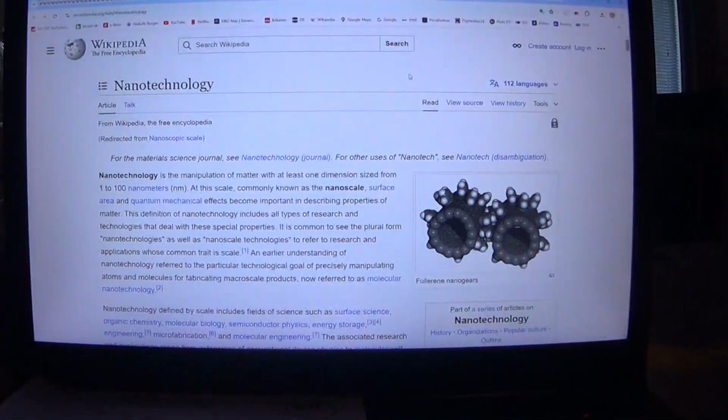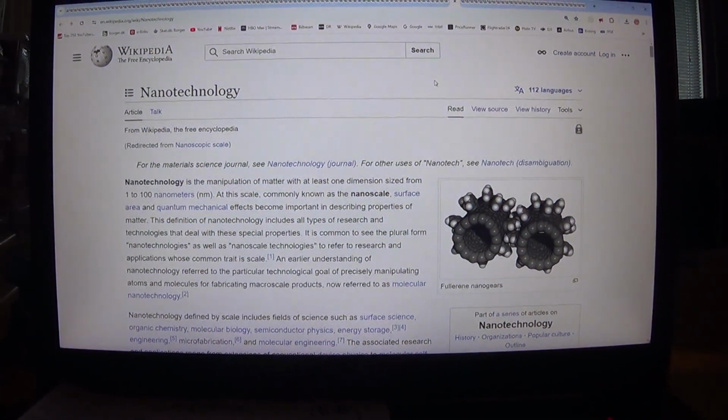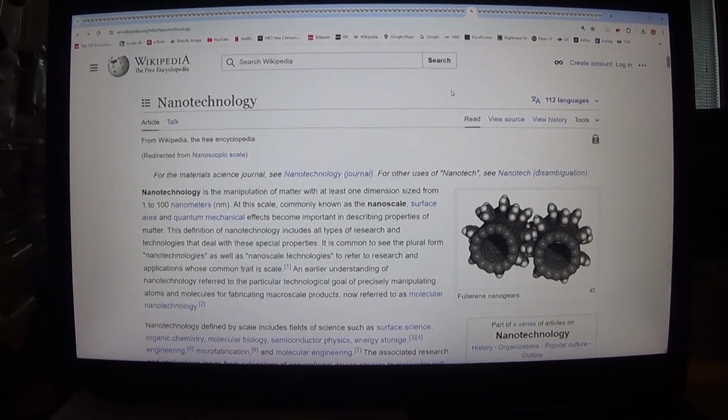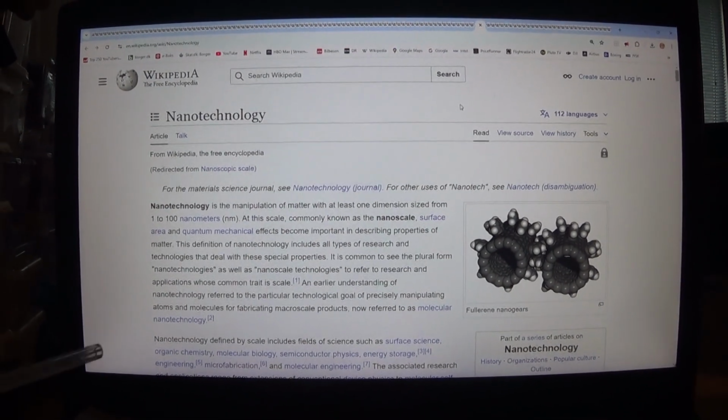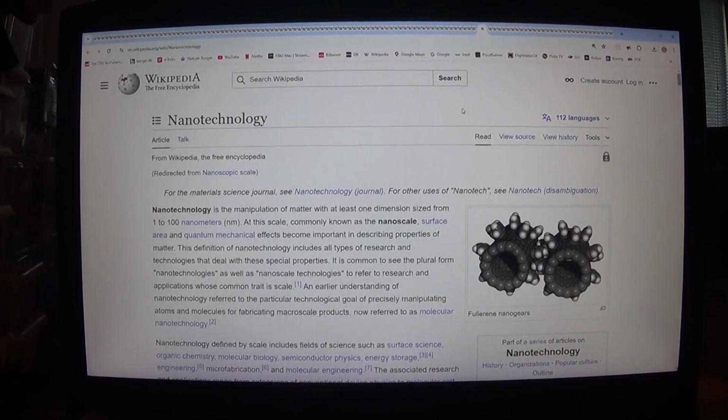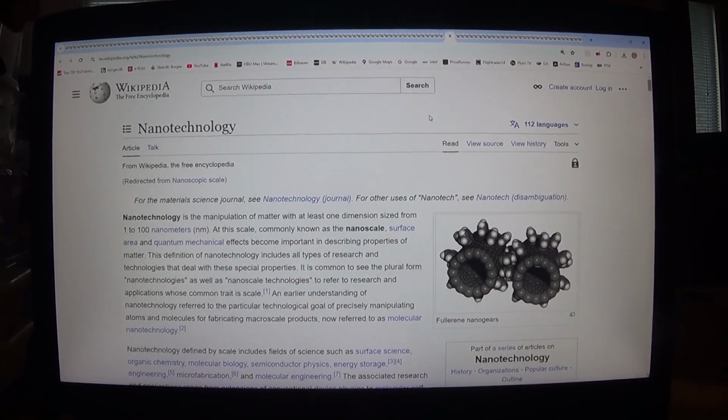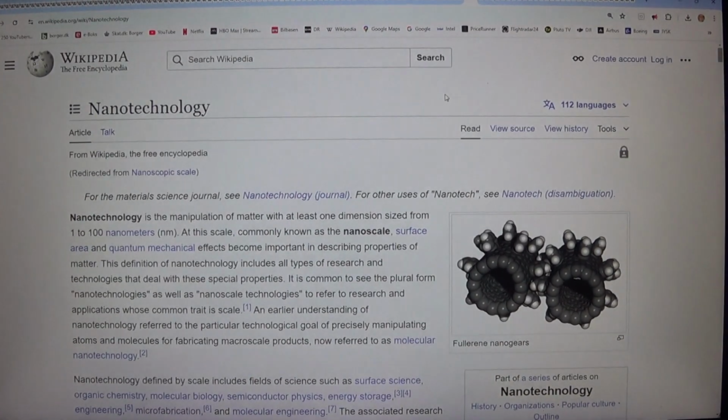Nanotechnology. I do not understand, but I like to read about it, even if I do not understand. Because I like to learn something new.